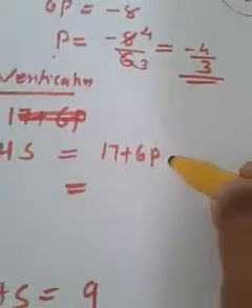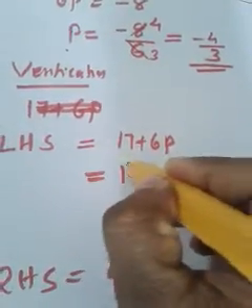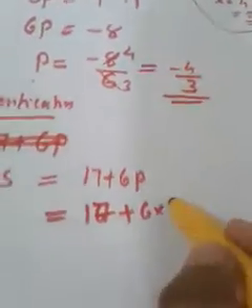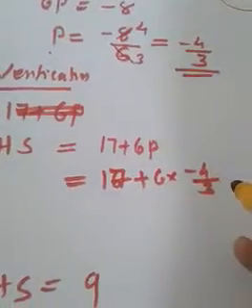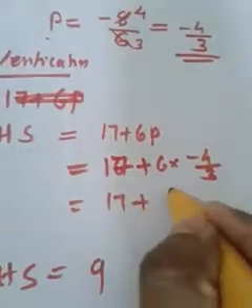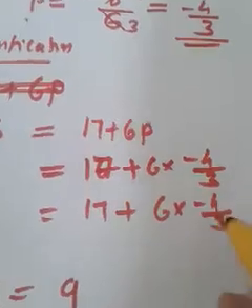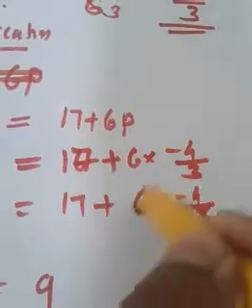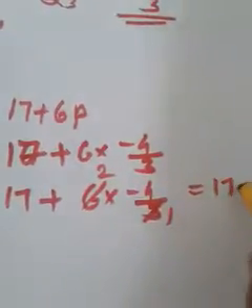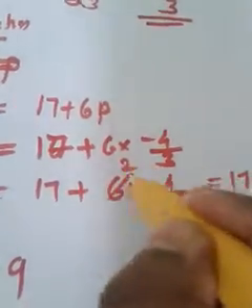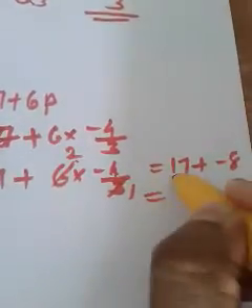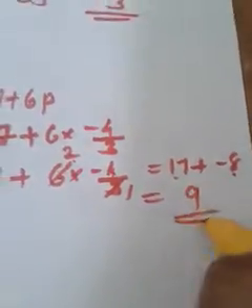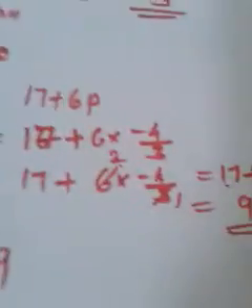But LHS is 17 plus 6p. Here we have to do something: 17 plus 6 into p. p we got as minus 4 by 3. You may have understood, no? So we have reached 17 plus 6 into minus 4 by 3. Can you cancel 3 and 6? Yes, of course. In 3, how many 3s? 1. In 6, how many 3s? 2. So the answer is 17 plus 2 into minus 4. What is 2 into minus 4? Minus 8. What is 17 plus minus 8? Find the difference and give the bigger number's sign. So 9. When we simplified LHS we got 9.